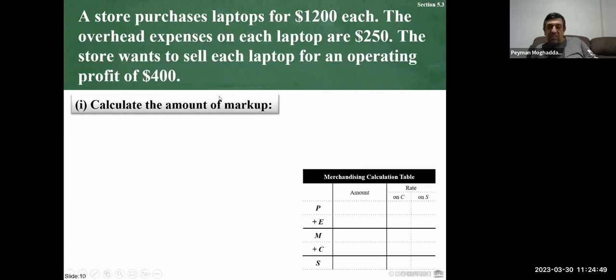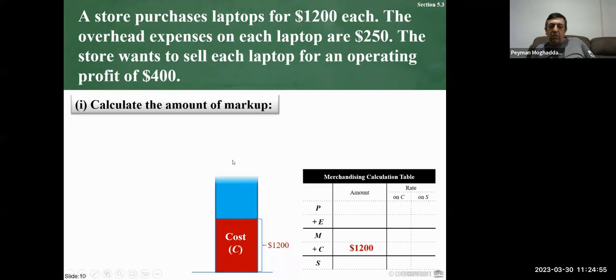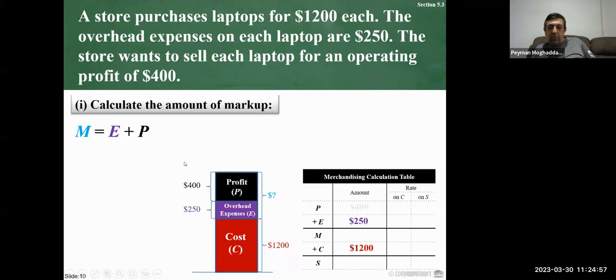Okay, so markup, as I said, is going to be overhead expenses plus profit. So it's going to be 250 plus 400, which is basically 650, right? So you can also make this table, as I said. So 400 is the profit, expense is 250, so markup is going to be 650.